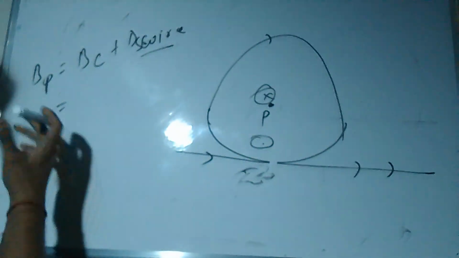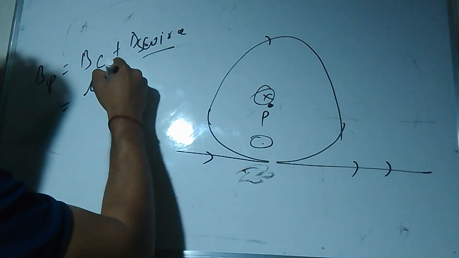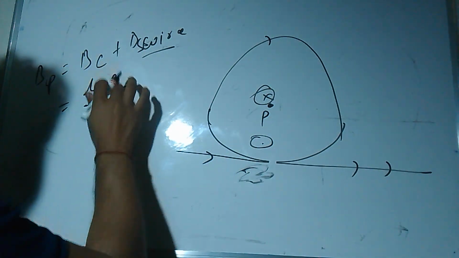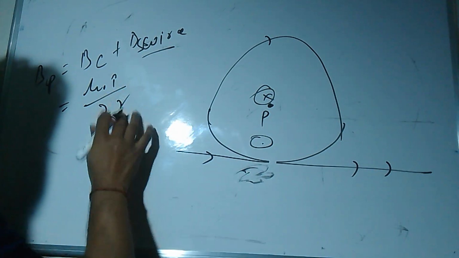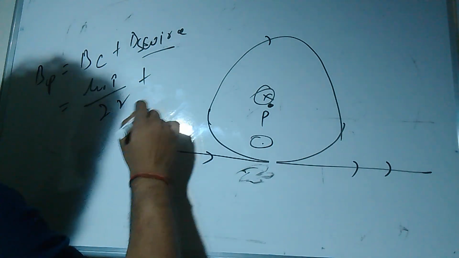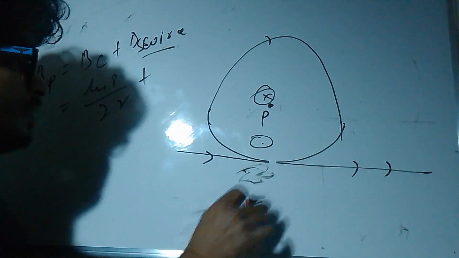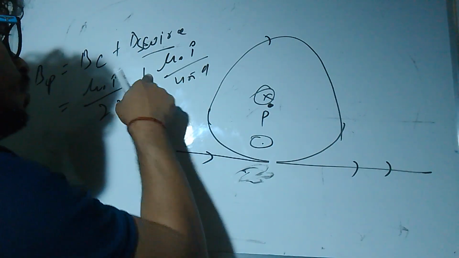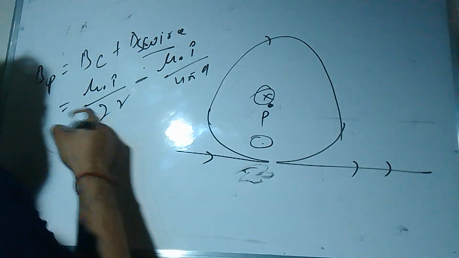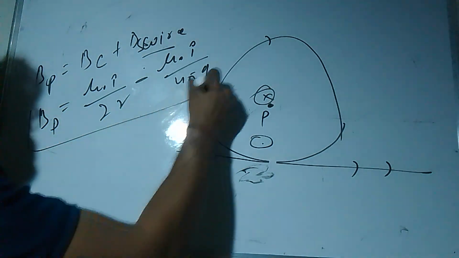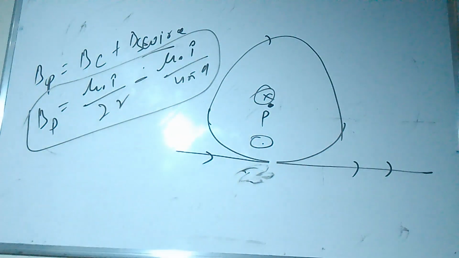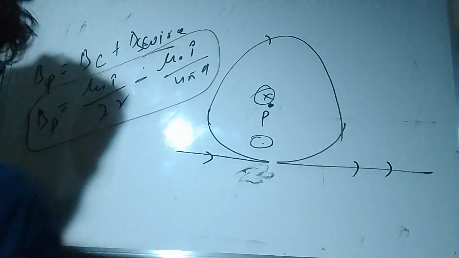Basically because of the center, mu naught I by 2r, since the same current is flowing through the wire, though current may be different. Plus, because of this infinite wire, mu naught I by 4 pi d, but here it is minus, not plus. So this is the magnetic field at point P. If you know the values and the relations, you can find it easily, no issue in it.